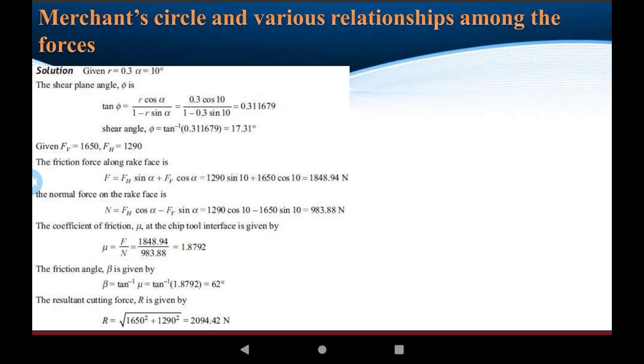The resultant force is also found out. R equals the square root of the friction force F squared plus the normal reaction N squared, or equivalently the square root of the vertical force squared plus the horizontal force squared. These are the given values for the resultant.